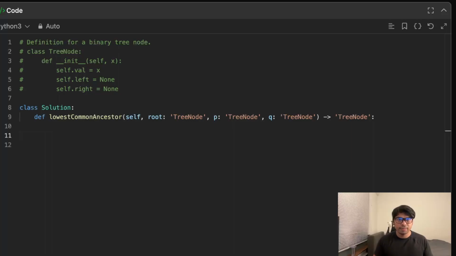And I'll just have a helper function, makes the code a little cleaner. So let's just call it helper, which is going to take the root. We will have access to p and q. So if root is none, or p is none, or q is none, that means we return none.